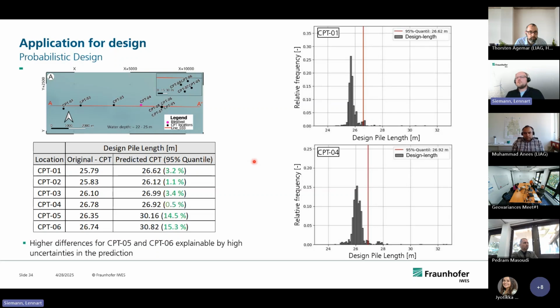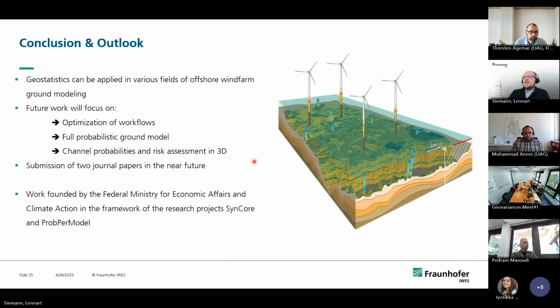Yeah, so this is, I think, a very nice study and very relevant for offshore wind farm development right now. And yeah, just a conclusion, outlook, a short one actually. As you have seen, we can apply geostatistics in various ways actually in offshore wind farm development or ground modeling. I have not even covered all of that. So there are much more studies going around, not going into the direction of predicted CPTs, but also, I think there's a lot. If you're interested, just search for that.